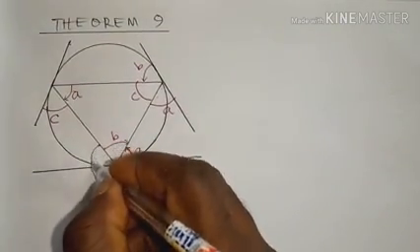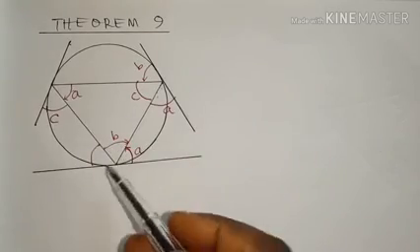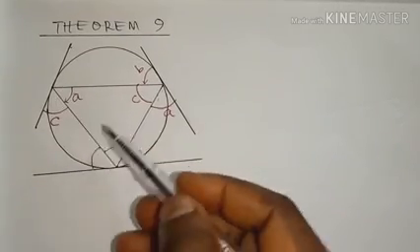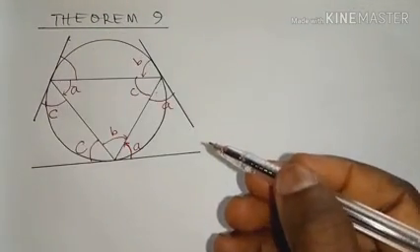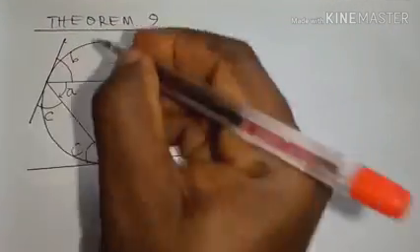If I pick this angle, which angle is equal to it? This is the tangent, this is the chord, so this is C. And if I pick this angle, which one will be equal to it? It will be B.